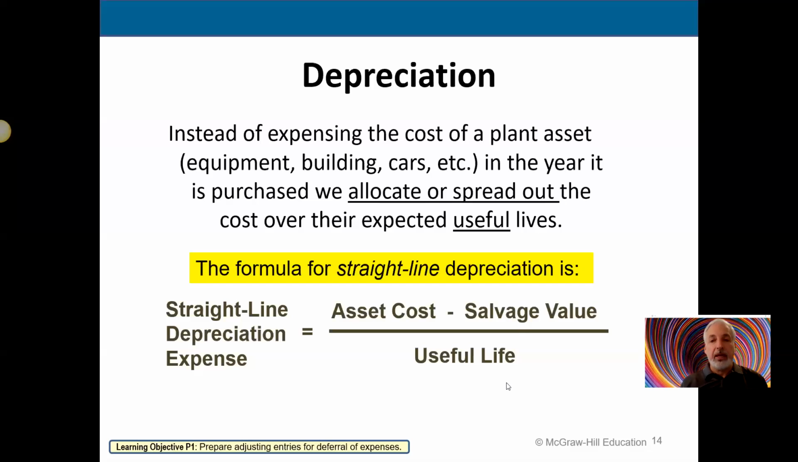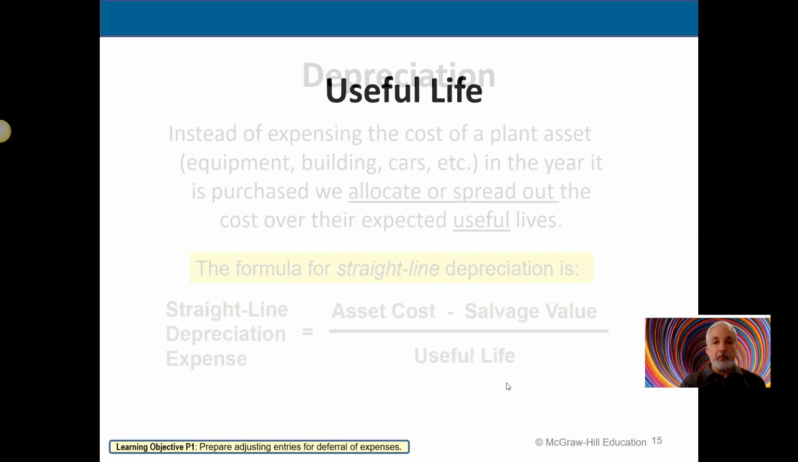What happens to the asset? Still there. What happens to the car? Oh, it's still there. What happens to the cash? Hopefully, it's still there. So the permanent accounts like assets, liabilities, and equity stay in place. The temporary accounts like revenues and expenses zero out at the end of it.